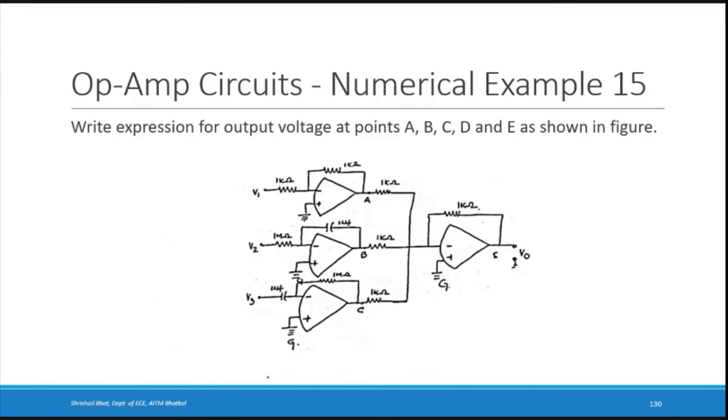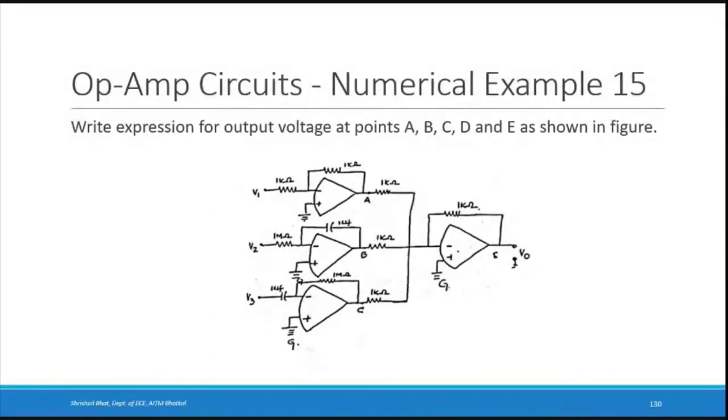You are asked to write the expression for output voltage at the points A, B, C, D, and E as shown in the figure. Actually, there is no point D here. It's an extra thing, just A, B, C, and here there is E. You can just take it as V0. So there are 4 op amps here. What are the functions of each op amp?